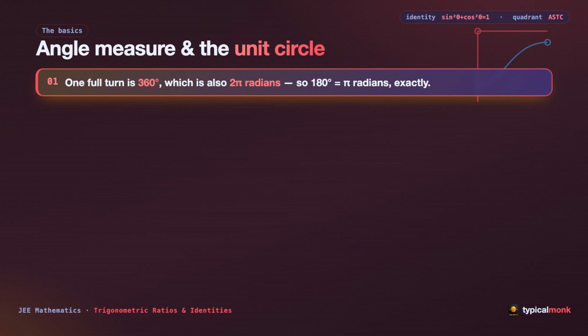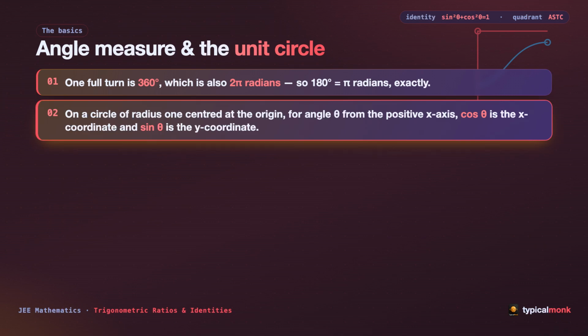Let us start with the raw material, how we measure an angle, and how we read a ratio off a circle. One full turn is 360 degrees, and it is also 2 pi radians, so 180 degrees equals pi radians exactly. Keep that one equivalence, and every conversion follows.